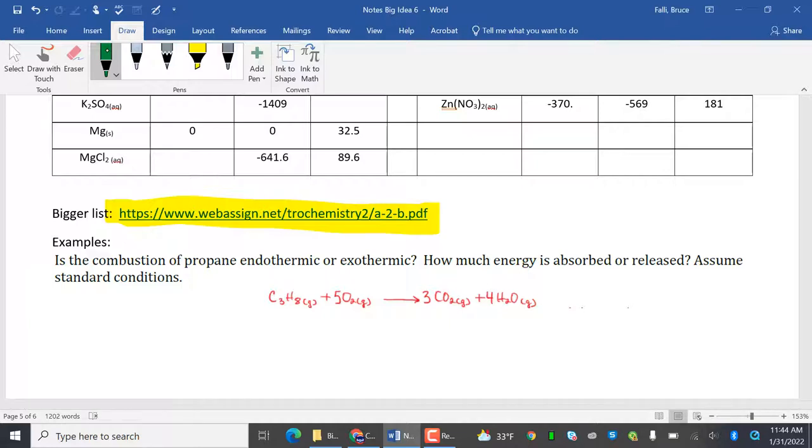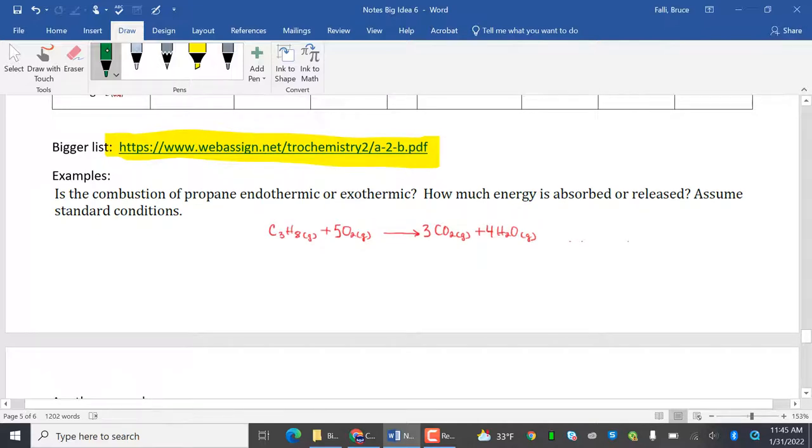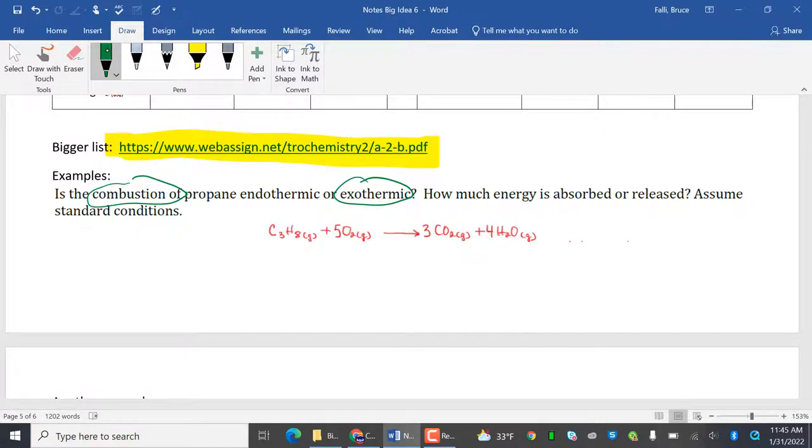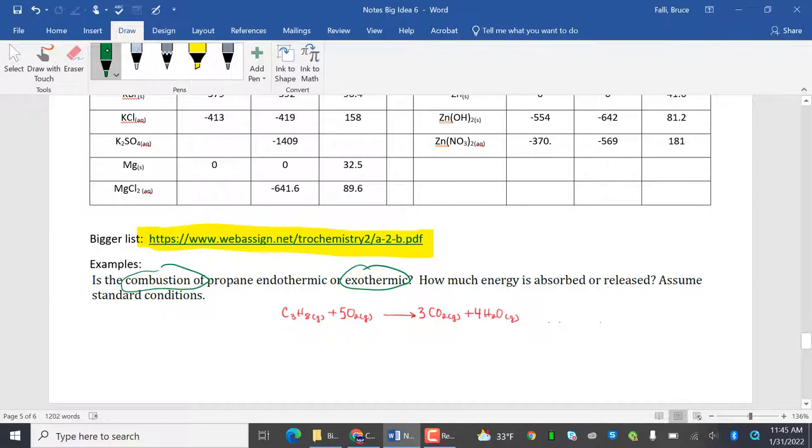Okay. Is the combustion of propane endothermic or exothermic? Oh, we did that already. Combustion is always exothermic. I didn't proof this very well. How much energy is absorbed or released? Assume standard conditions. So we'll do this. Delta H of the reaction equals delta H of the products minus delta H of the reactants.